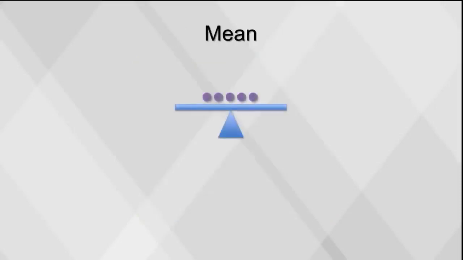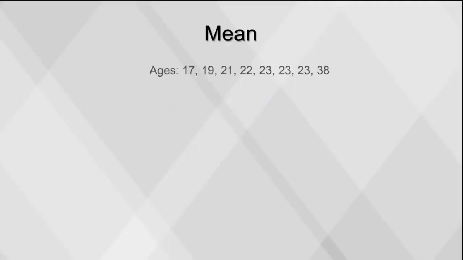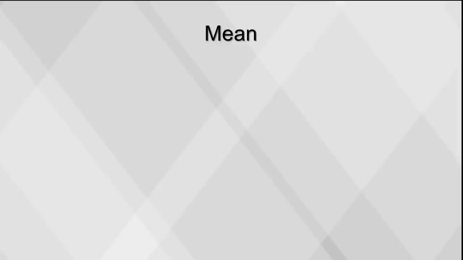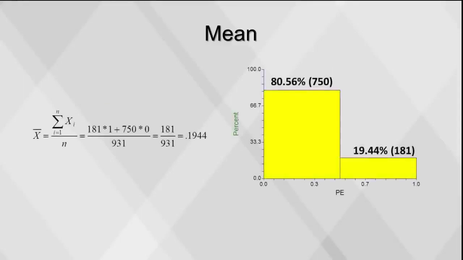The mean is the average or balancing point. To find the mean, find the sum of all the values divided by the sample size. Here's a simple example of calculating the mean of the age of several participants in a study. The sigma is the sum, and the x-bar is the sample mean. After adding the values together and dividing by the number of values, 8, we arrive at our mean, 23.25. We can construct means of binary variables. The mean of a binary variable represents the percentage of ones.